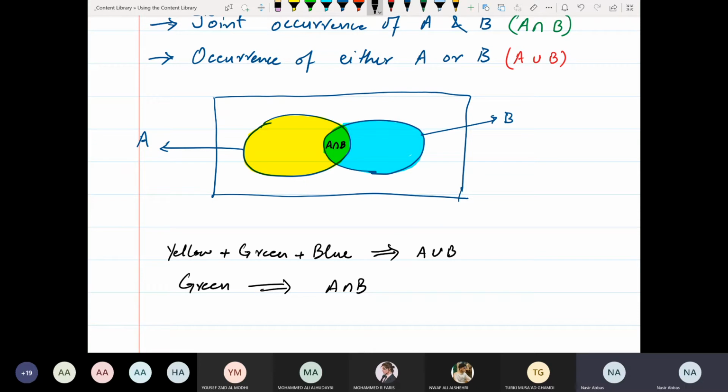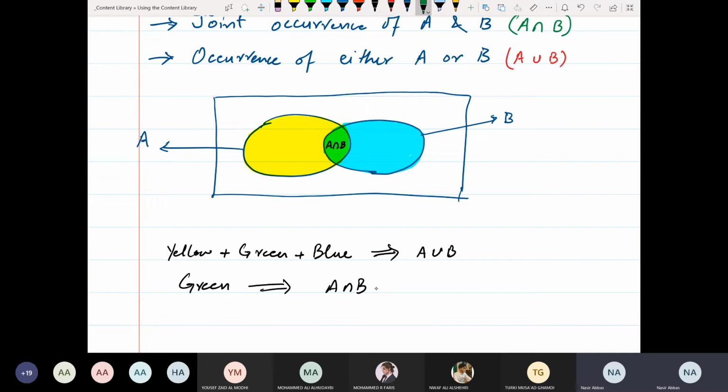Doctor, I cannot say blue is A intersection B, right? B intersection B does not make sense. B intersection B is B. The common between B and B will be the same B. B union B is also B. So A intersection B, it must be the common area between the two circles. The common or all of them? Intersection is the common.